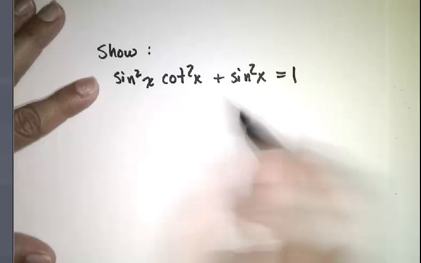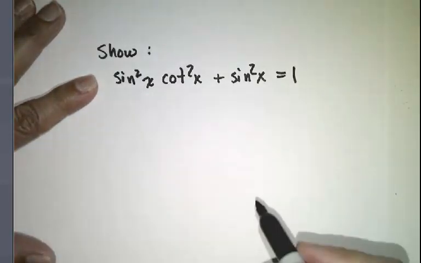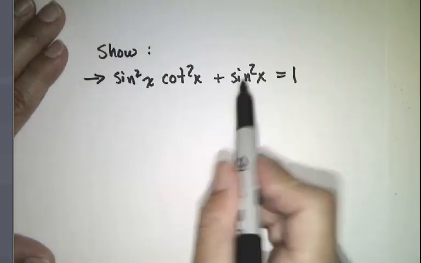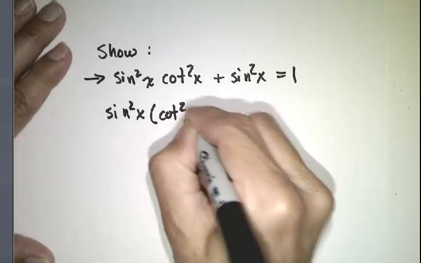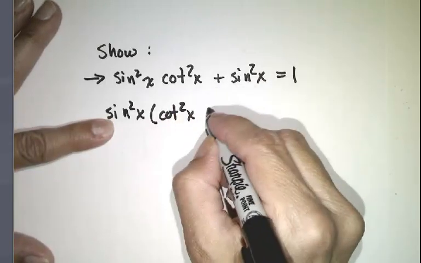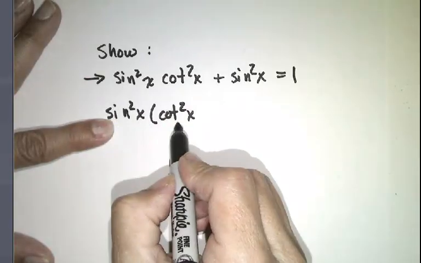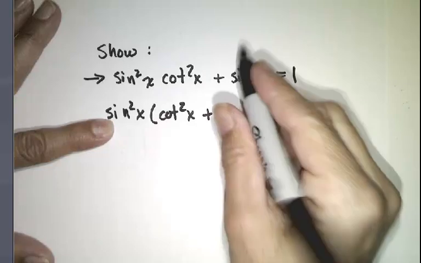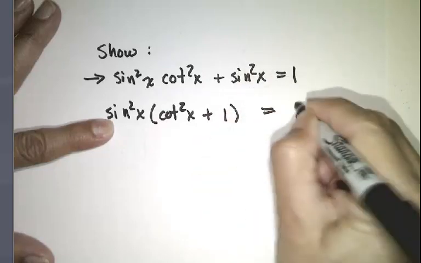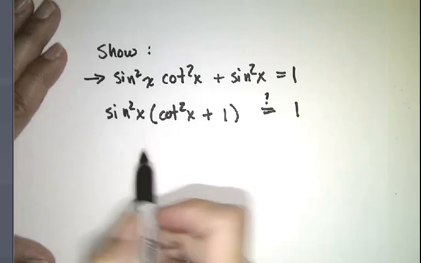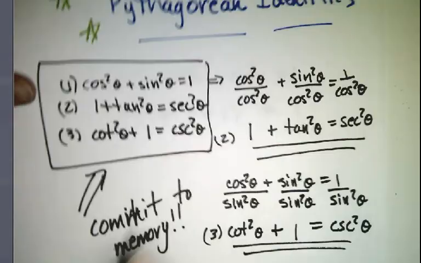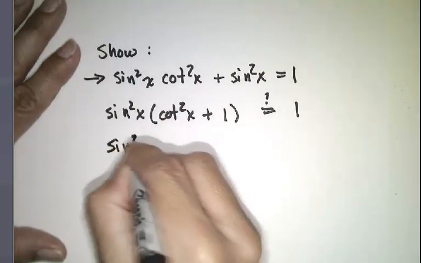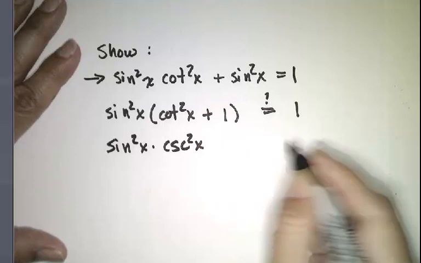So to show something, you're going to work with one side of the equation and show that it equals the other. So I'm going to start with this one, and I'm going to do it by factoring out first. There's lots of ways to show something. This is what I see to do. I'm going to factor out a sine squared. If I factor it out of this term, I leave behind a cotangent squared. If I factor it out of that term, I leave behind a 1. We're showing that, so we don't know yet that that's what it equals. I realized that cotangent squared plus 1 was one of my Pythagorean identities, and that's equal to cosecant squared. So now I have sine squared x times cosecant squared of x.